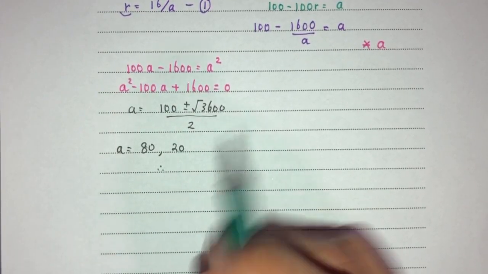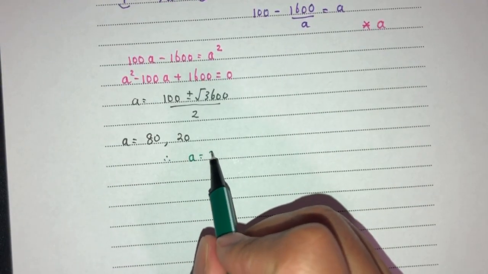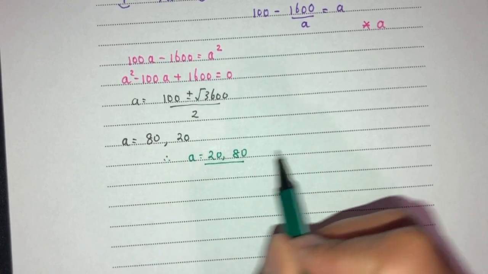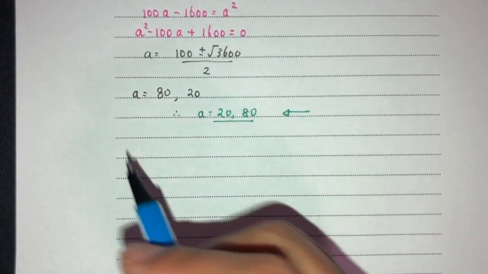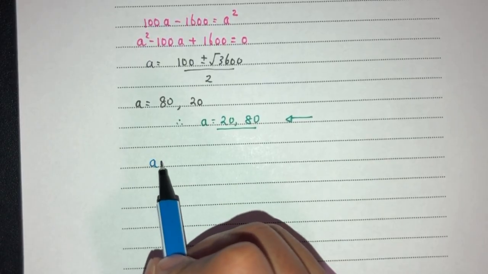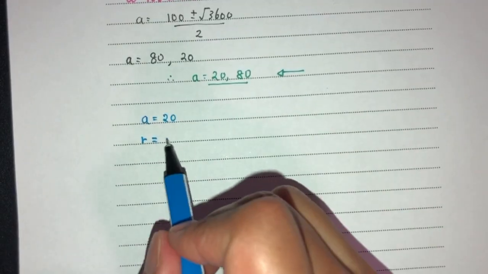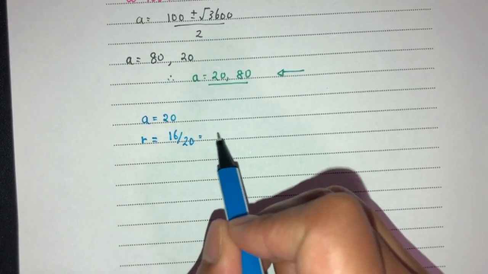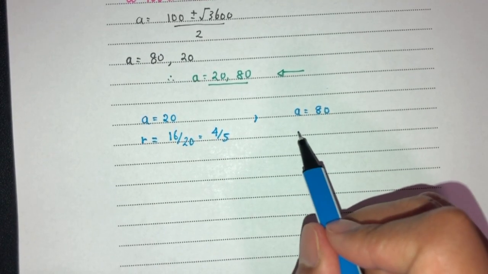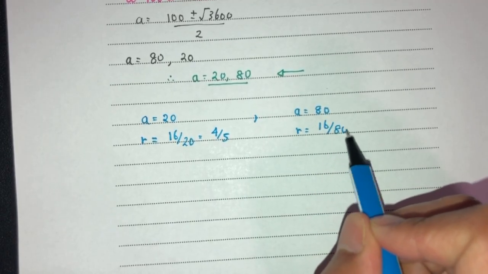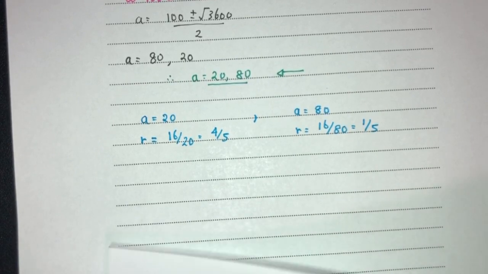Okay, so the question asks us to find the two possible values of a. So a could be 20 or 80. That's the first two values. This is your answer for question part a. Now obviously I can always go one step further. I can try to find the value of r already. When a is equal to 20, r will be 16 over a, 16 over 20, that will be 4 over 5. Cool. When a is 80, r will be 16 over 80, that should be 1 over 5. So here we have these two derived from those values already.